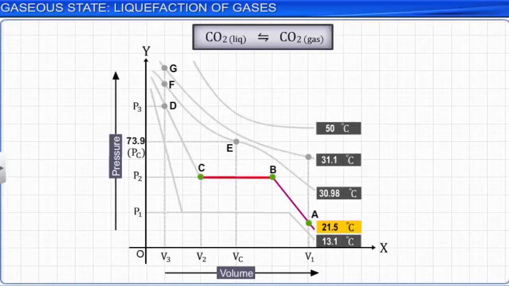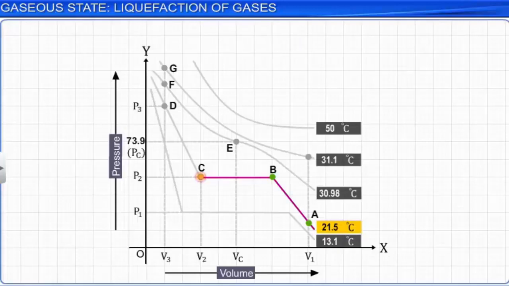At point C, the liquefaction is complete, and the increase in the pressure has little effect on the volume. This is because liquids are very less compressible. So, a steep curve CD represents only liquid carbon dioxide.